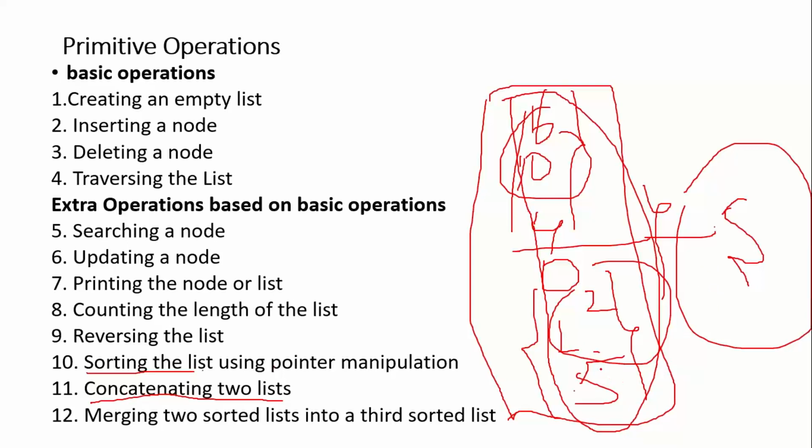So these are the operations you can do on a linked list. The basic operations are creating, inserting, deleting, traversing, and based on those operations, searching, updating, printing, counting, reversing, sorting, merging, concatenating.